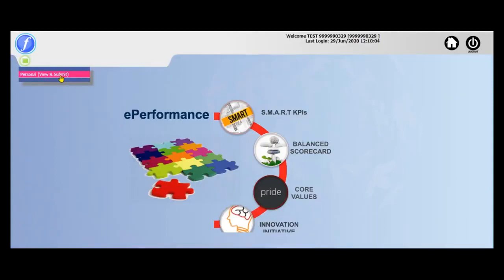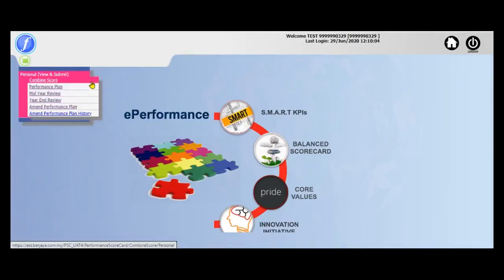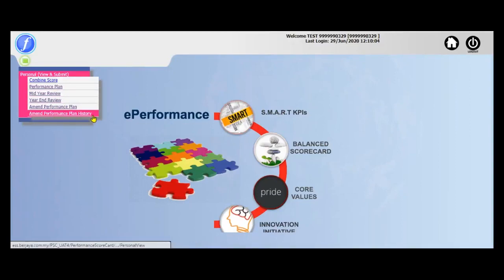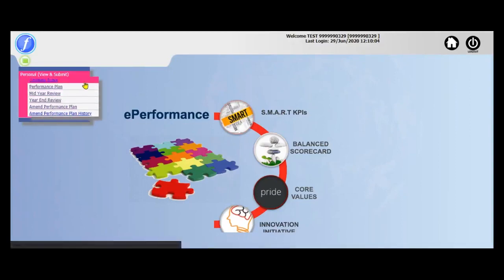Imagine that we are doing our performance plan now. Okay, so click one time. This folder shows you 6 functions. These are the functions: combined score, performance plan, mid-year review, year-end review, amend performance plan, amend performance plan history. Combined score is a function that is very special.